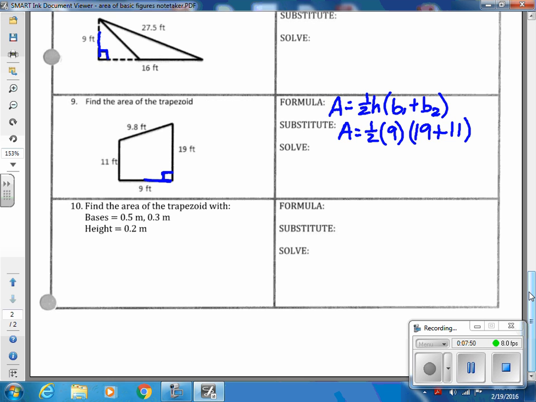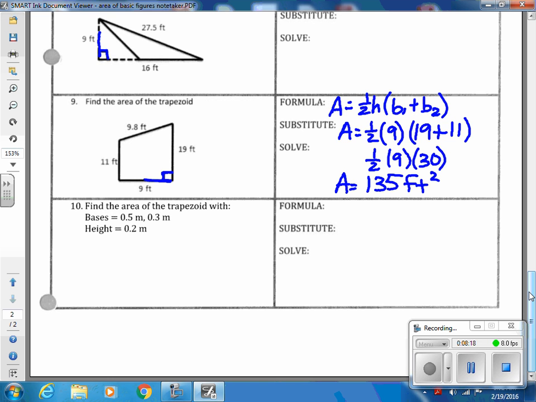Now, when you are doing this formula, you do have to follow order of operations. Order of operations says parentheses must go first. So you have 1/2 times 9 times 30. Okay, and then you can go back to doing what you've been doing. You can take 9 times 30 and then cut it in half, or you can do 0.5 times 9 times 30. Regardless, you should come up with an answer of 135. This is measured in feet, and again, it is squared.